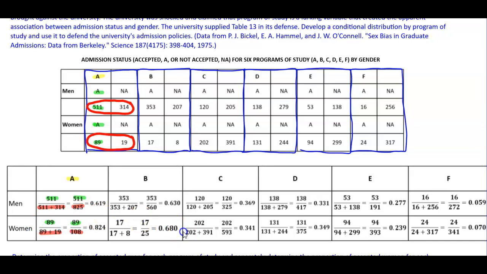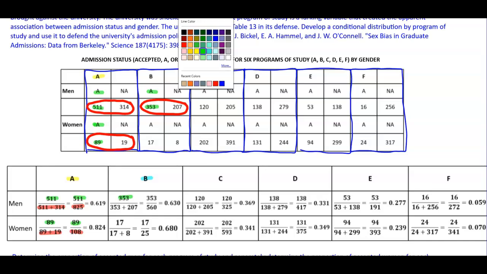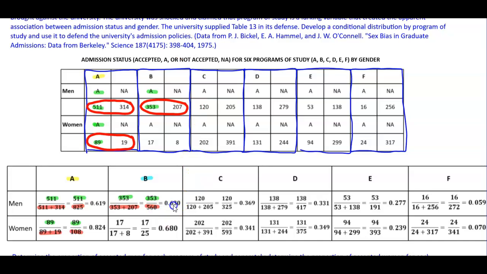Okay, now we're going to take a look at Program B. For Program B, we want to figure out how many were accepted. So for men, accepted was 353. And then we're going to add the total together of 353 and 207. So when we add those together, we get 560. Therefore, 353 divided by 560 gives us a percentage of almost 63% of men that were accepted in Program B.